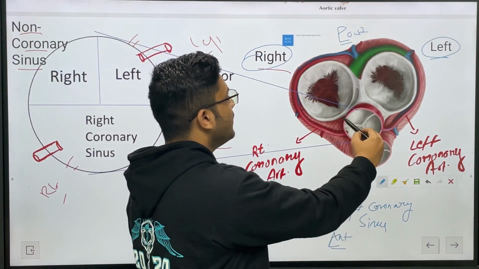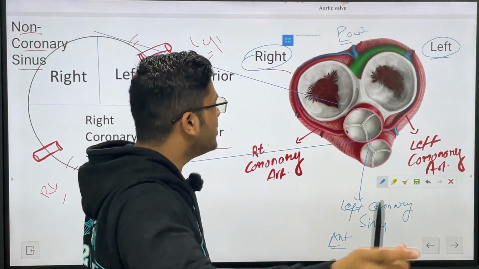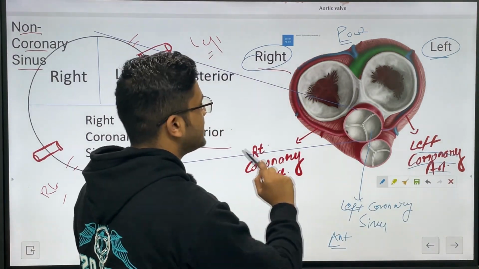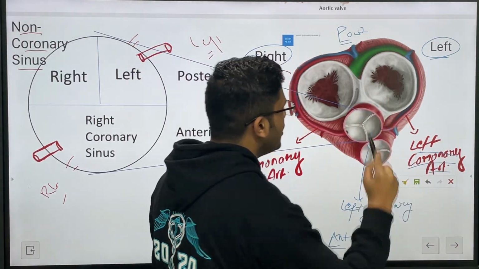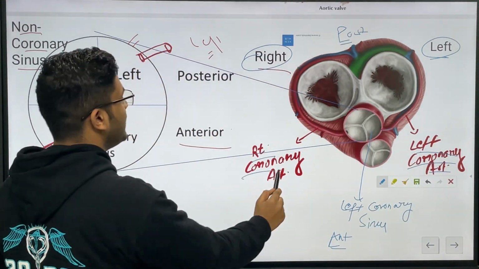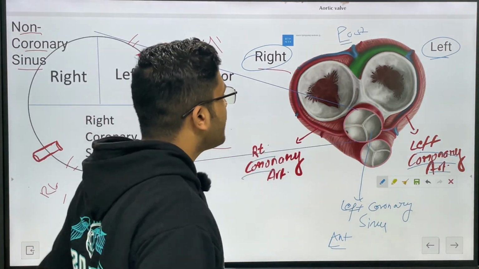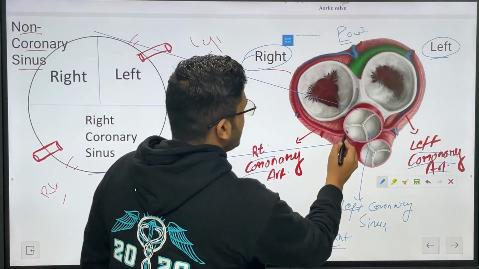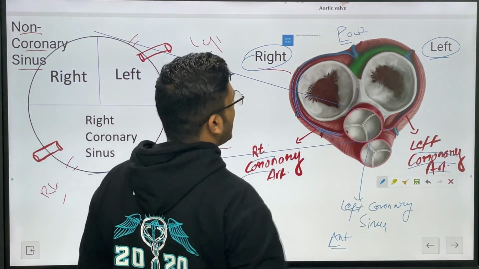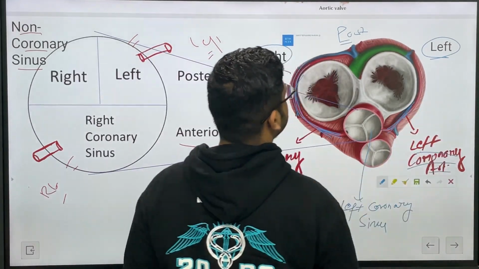In aorta you can easily see all the sinuses, and out of them two coronary sinus are there, that is left coronary sinus and right coronary sinus. Left coronary sinus is giving origin to left coronary artery, and right coronary sinus is giving origin to right coronary artery, and this one is your non-coronary sinus. So what is this running? You can see here it is your right coronary artery and this is your left coronary artery.